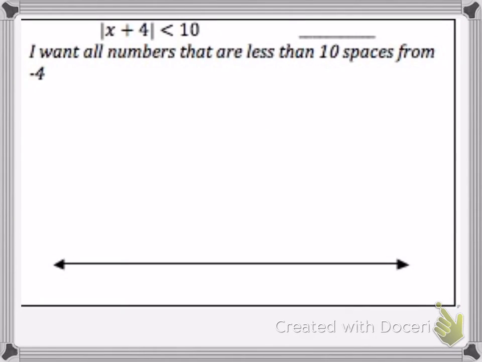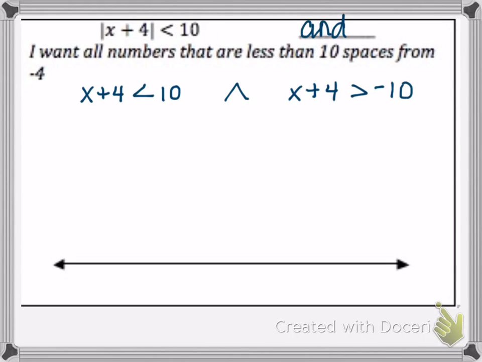So when we have the absolute value of the sum of x plus 4 being less than 10, again, less than, we're looking at the word and. We want the values to qualify for both. And so we want x plus 4 to be less than 10, and we want x plus 4 to be greater than negative 10. So there's that flip of the relation symbol and the opposite number. We're going to solve the inequalities.